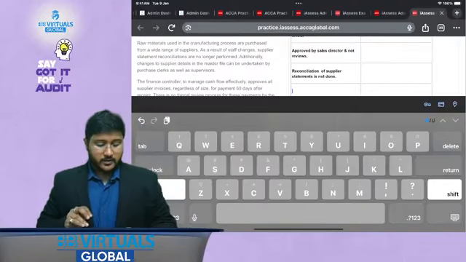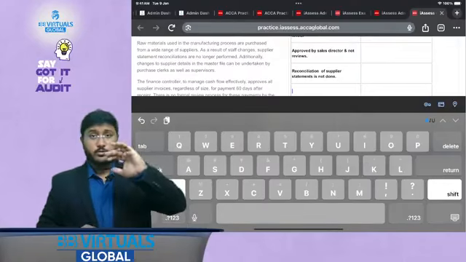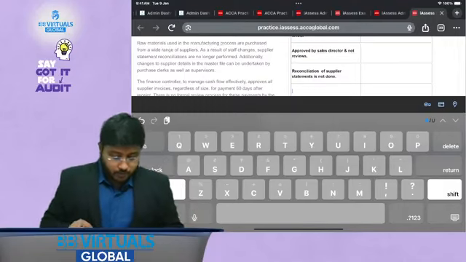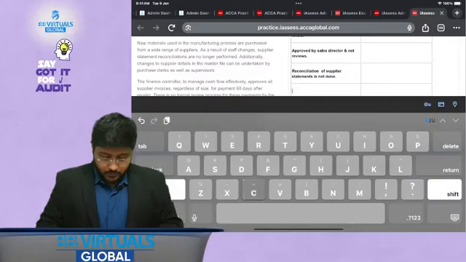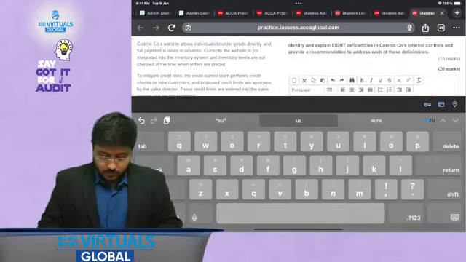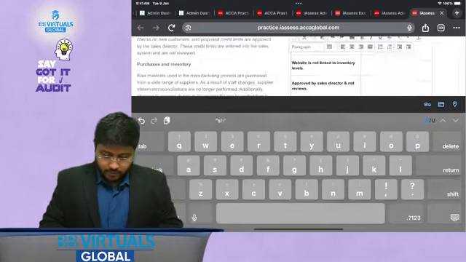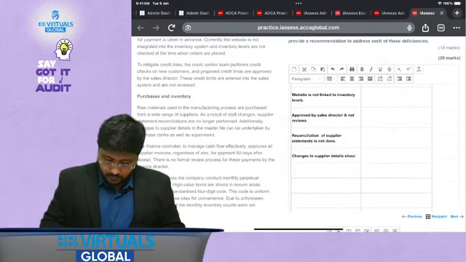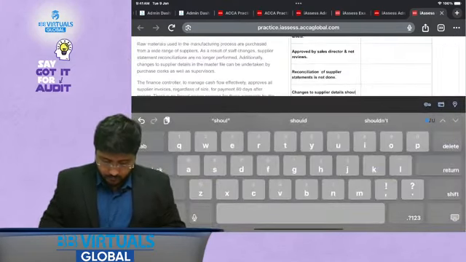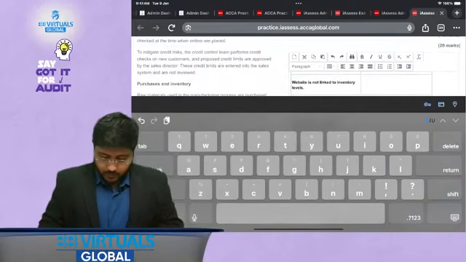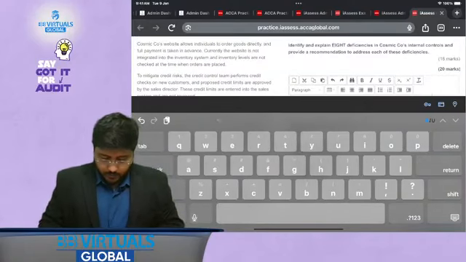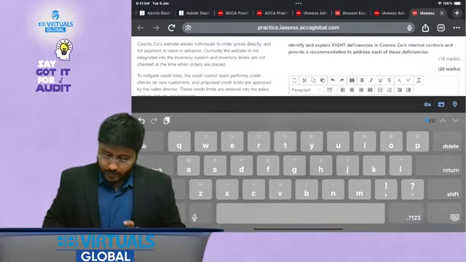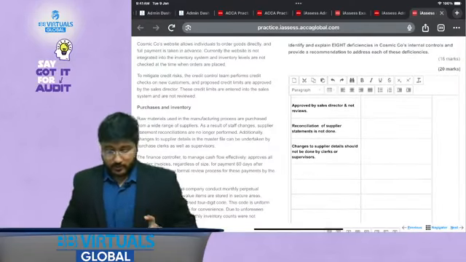changes to supply details in the master file can be undertaken by purchase clerks as well as supervisors. No, these are junior level people, they should not be allowed to approve this. Okay, so changes to supply details should not be done by clerks or supervisors. They should be done by whom? They should be done by either mid-level managers or top-level managers.